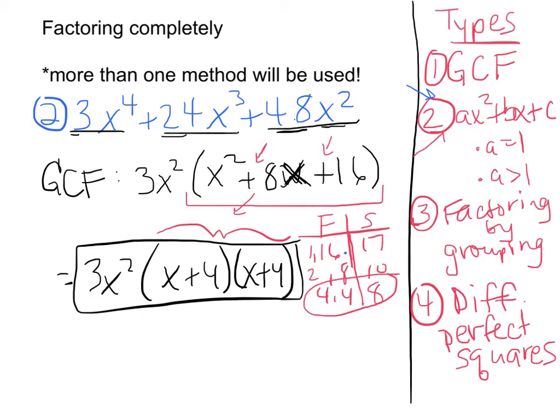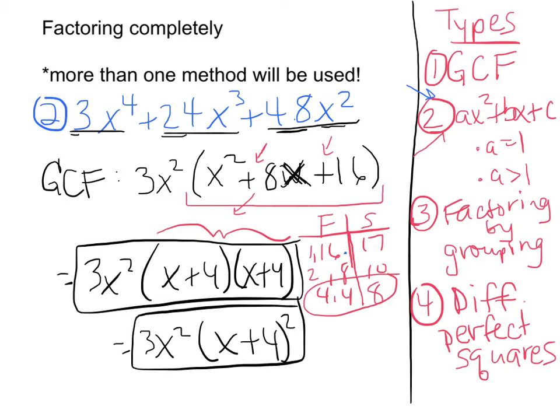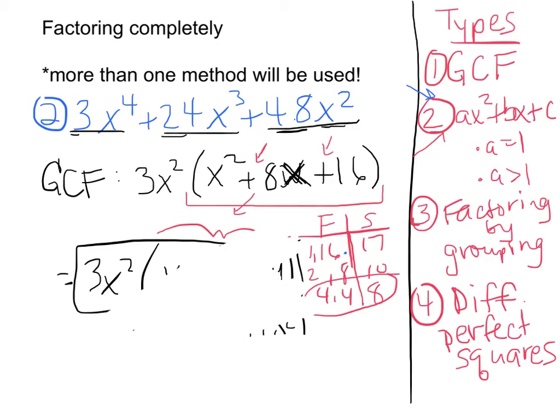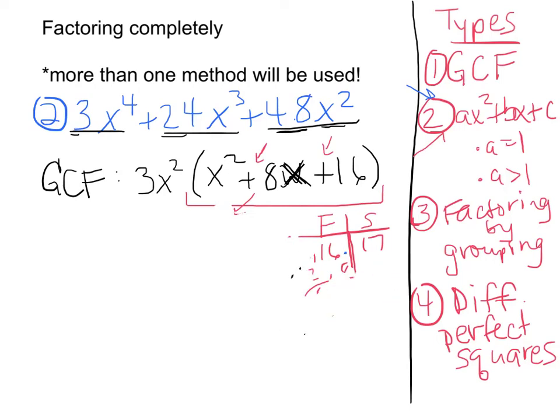Another way I can write it, because you might notice, oh, but I have x plus 4 twice, so x plus 4 times x plus 4 is x plus 4 squared, so you could also write this as 3x squared times x plus 4 squared, and that could also be my final answer. So now this type of problem had to factor both a GCF, and then I had to factor by using a factor sum table. Alright, let's take a look at an example of one more type where you're going to combine a couple different strategies.